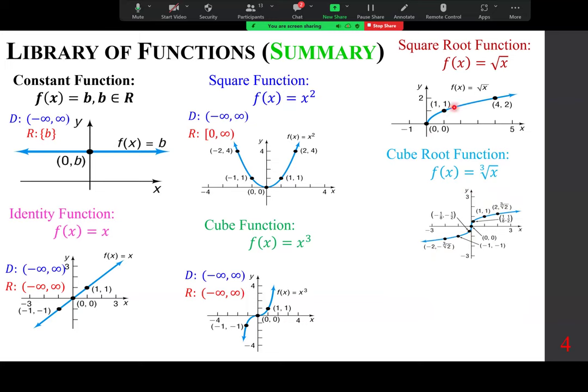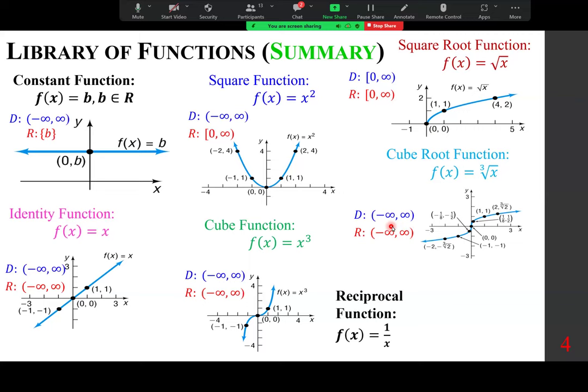So as you can see here, for the square root function the domain goes from 0 to infinity, so does the range. So the domain is 0 to infinity, the range is 0 to infinity, and 0 is included. Cube root of x, just like y equals x cubed, the domain and range are all real numbers.